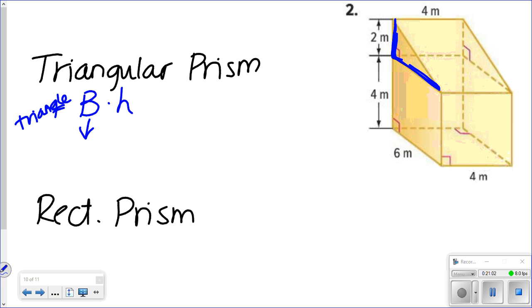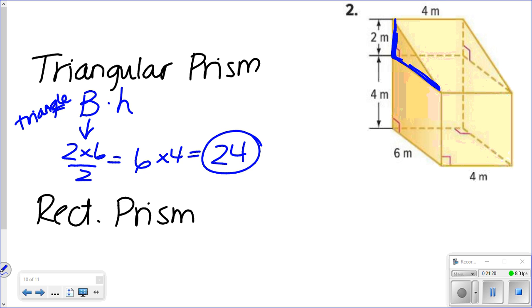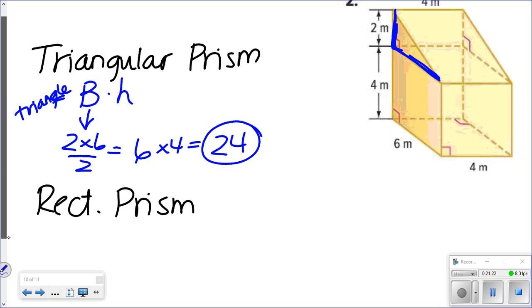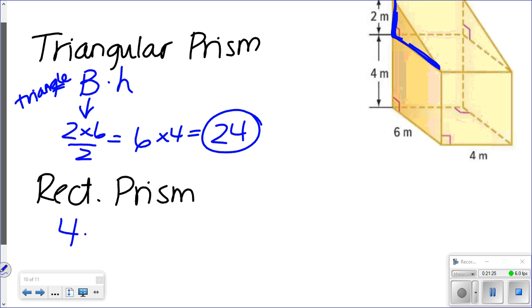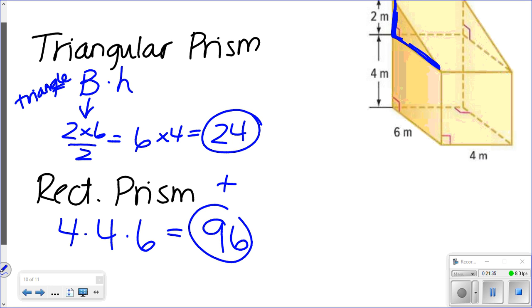All right, I'm gonna start. Triangle. The height was 2, the base was 6. So 2 times 6, all divided by 2, that gives me 6. What's the height of it? It was 4, because if I turn it on, that's how tall it is. So my triangular prism is 24. That's right. 24. Rectangular prism was this 4 times 6 times 4. 4 times 4 times 6, whatever, same. 96. Adding them together. Does it end with 20? Let's try 0.